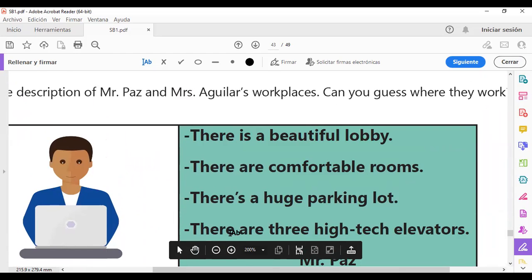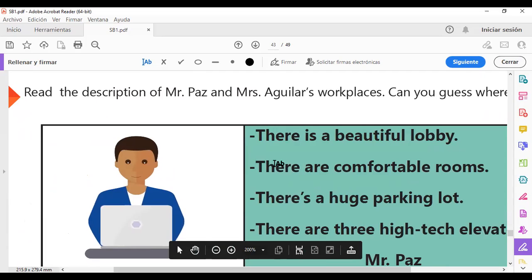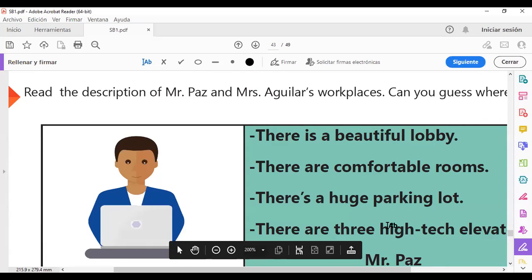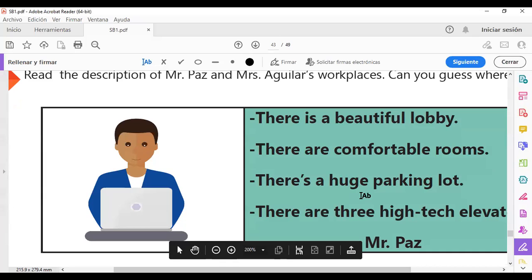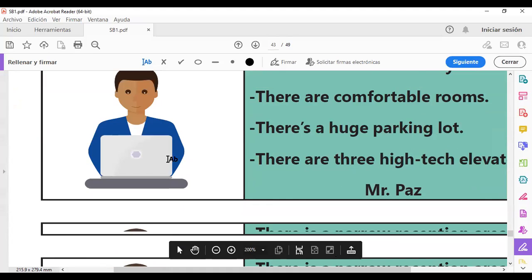Aquí hay algunas frases que ustedes pueden poner en práctica o enriquecer su presentación utilizando adjetivos como beautiful, comfortable, huge, etc. Right? So here we have, there's a beautiful lobby. There are comfortable rooms. There's a huge parking lot. There are three high-tech elevators. And that's for Mr. Paz, right?